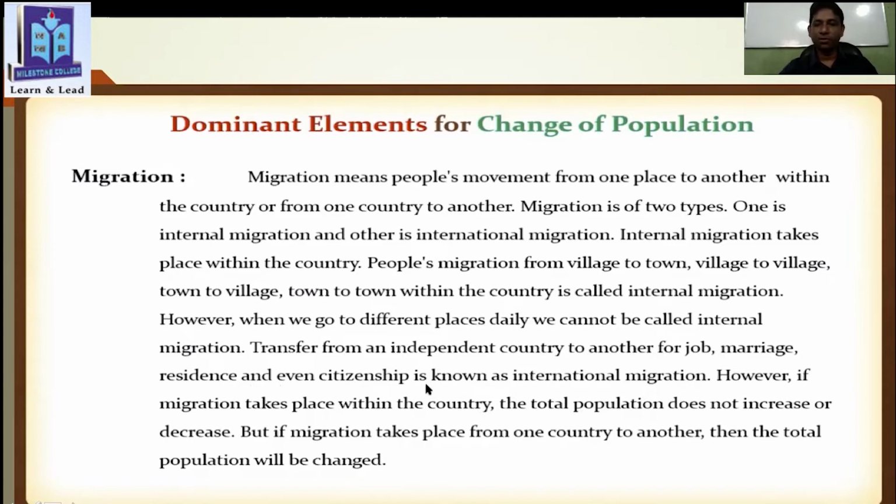So this part is also very important. However, if migration takes place within the country, the total population does not increase or decrease. But if migration takes place from one country to another, then the total population will change, right? So you must practice it.